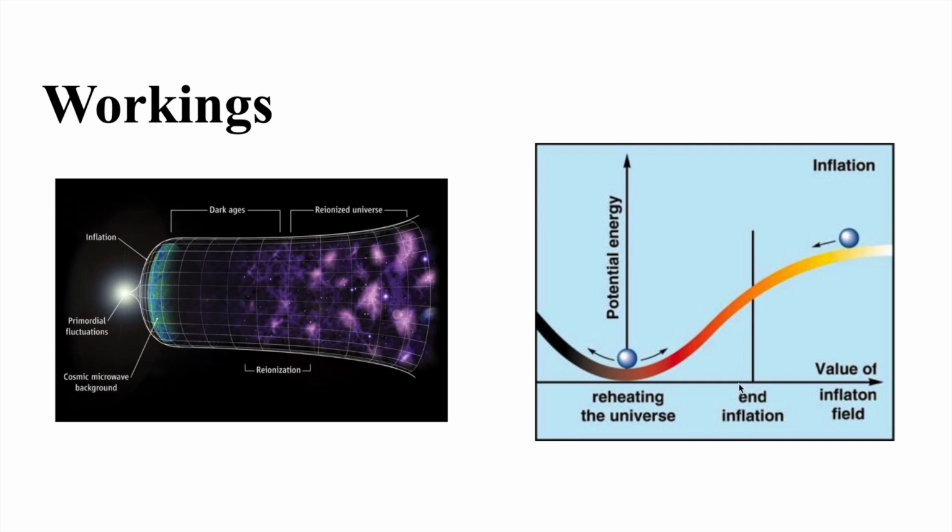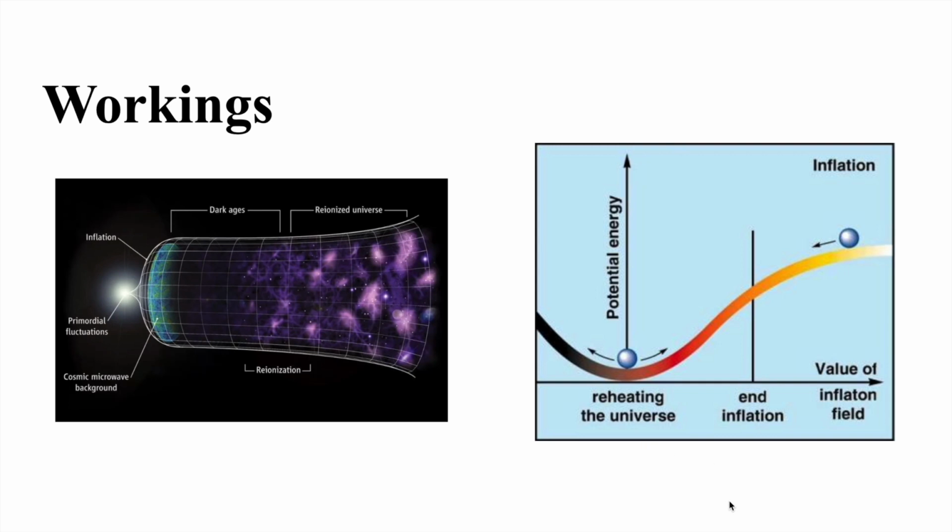Finally, we have the end of inflation. Inflation ends when the inflaton field reaches a critical point in its potential energy, causing it to roll down the potential. This triggers a reheating phase where the inflaton decays into other particles, leading to the hot Big Bang phase that we all know about.